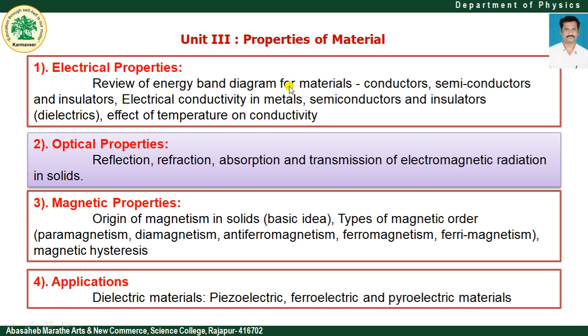In the last video lectures, we studied Unit 3 of Paper 3, Applied Physics, that is the properties of material. In this unit, we have studied the first chapter, electrical properties. Then we started the optical properties. Now today we are going to deal with the optical properties of the material.